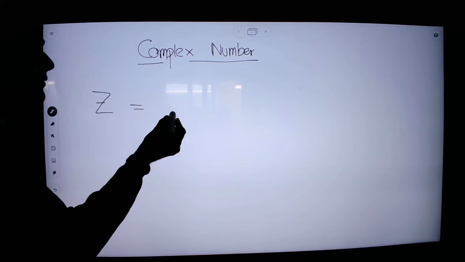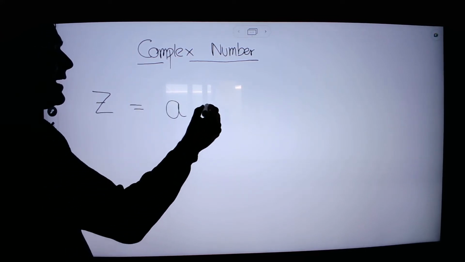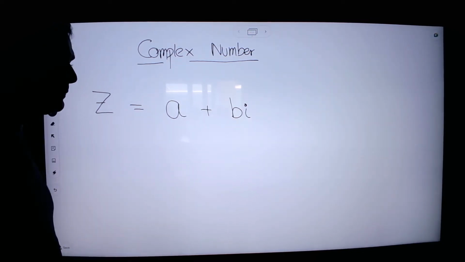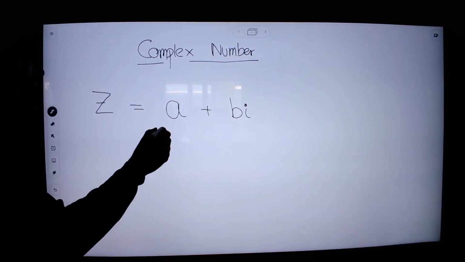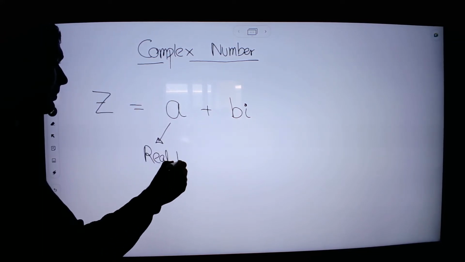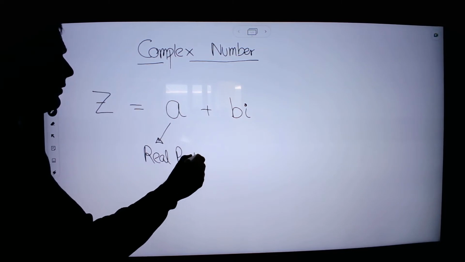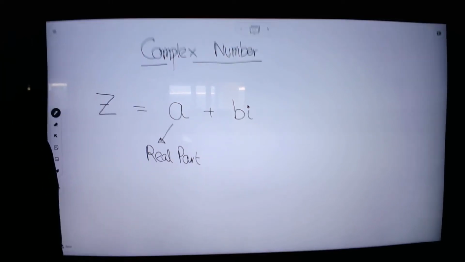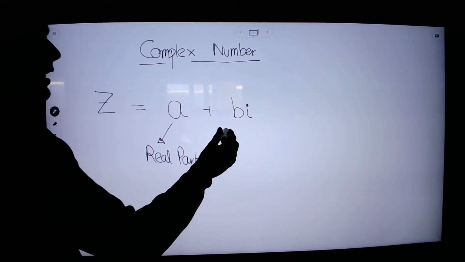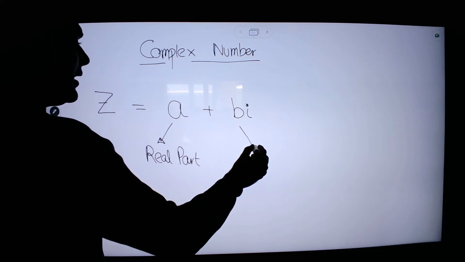Now, when we write a complex number, we write it as A plus BI or IB, doesn't matter. A is the real part, which is any real number: 3 over 2, 1.5, 7.9, 5 over 10, minus 80, minus 90 million, 3 million. And BI is called the imaginary part.